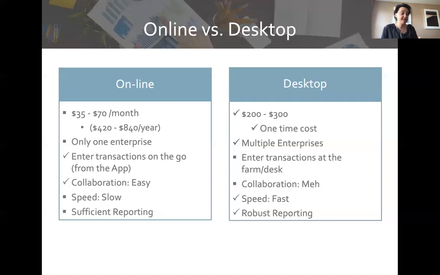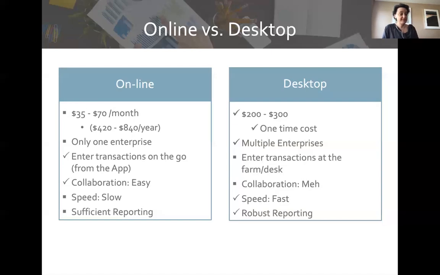And to that end, because it's in the cloud, it makes collaboration much easier. So if your accountant wants to get into your QuickBooks to see what's going on, or maybe you have one person on your staff taking care of expenses and one person on your staff taking care of revenue, it makes it a lot easier to collaborate.